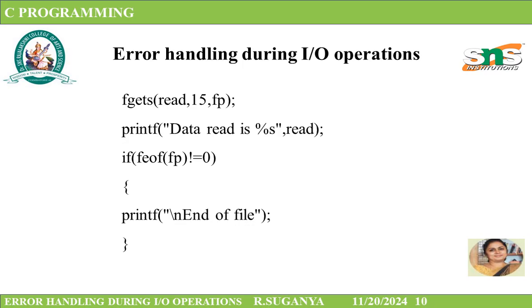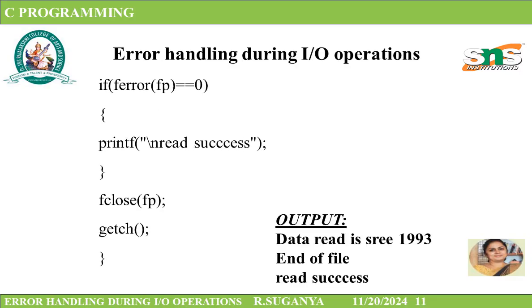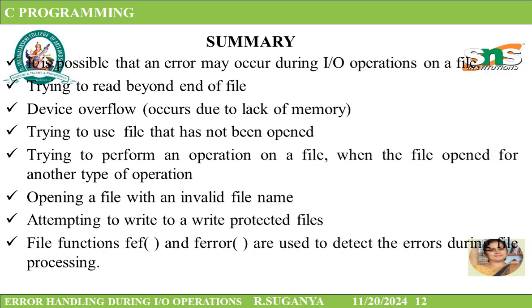Then fgets is getting a particular string, reading from the file pointer. So the data is read. If ferror of the file pointer is not equal to 0, there is an error. If it is equal to 0, it is success, and we close the file pointer. The data I read is 31993. So the file pointer has read to the end of the file, and it is success. As it is equal to 0, we print 'read success'. So this is the program summary.